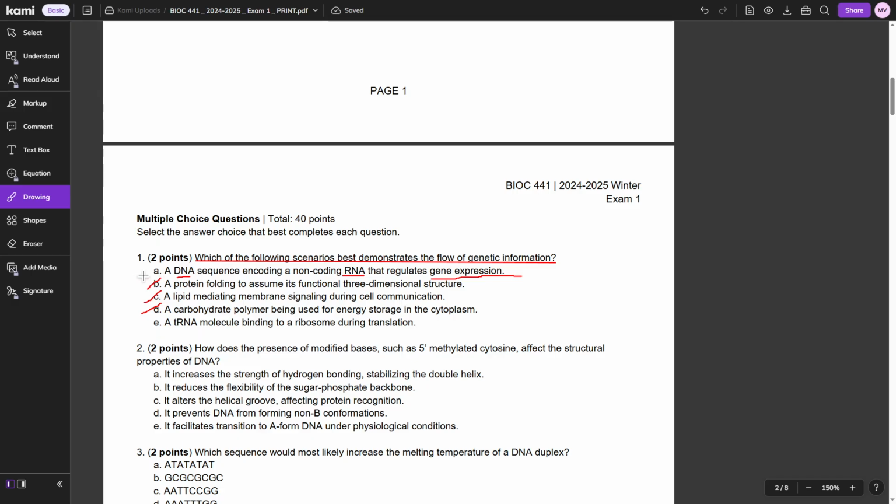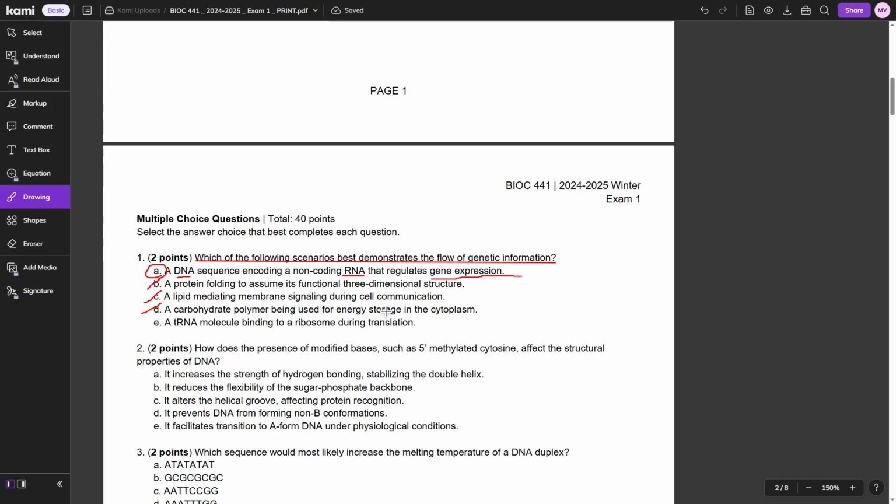So with A, I think A is the best answer here because A is a DNA sequence encoding a non-coding RNA that regulates gene expression. Specifically, it talks about a DNA sequence that goes into an RNA, and then that RNA goes and regulates other genes. So I like that answer the best. E is probably not the best because a tRNA molecule that binds to a ribosome during translation only really talks about the translation portion and not the parts before it, unlike A. So I'm going to go with A for that one.